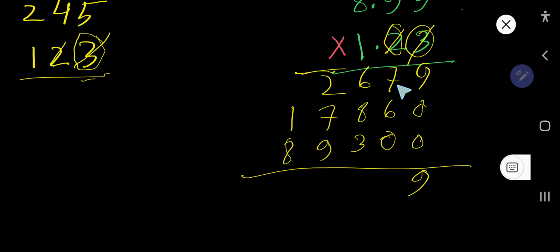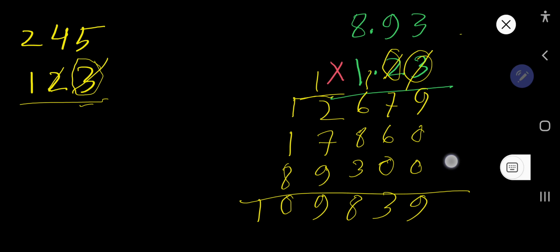9, 7 plus 6, 13. Right, 3 carry 1. 1 plus 6, 7. 7 plus 3, 10. 10 plus 8, 18. Right, 8 carry 1. 1 plus 3, 1 plus 2, 3. 3 plus 7, 10. 10 plus 9, 19. Right, 9 carry 1. 1 plus 1, 2 plus 8, 10.